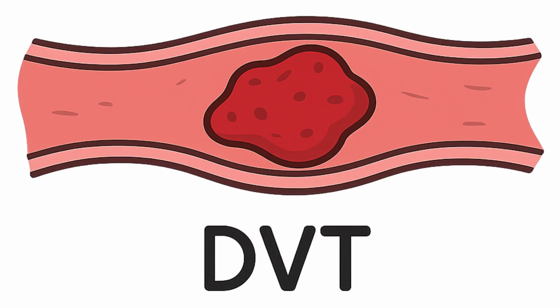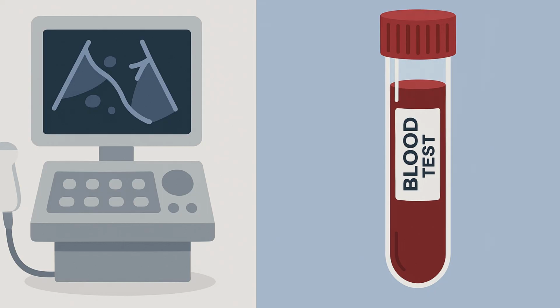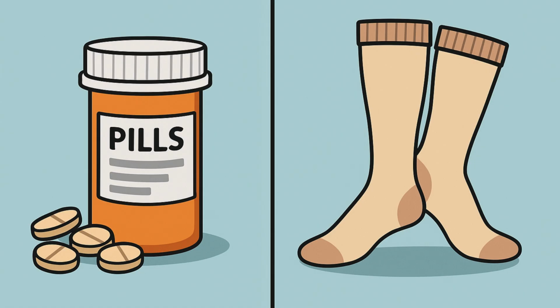DVT, or deep vein thrombosis, is a blood clot in a deep vein. If this clot breaks off, it's called an embolus. If the embolus travels to the lungs, that's a pulmonary embolus, or a PE. DVTs are diagnosed through imaging such as venous Dopplers, venography, CT, or MRI. Treatment often includes anticoagulants, thrombin inhibitors, and compression stockings.